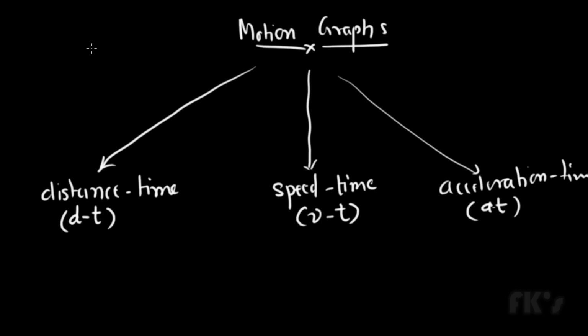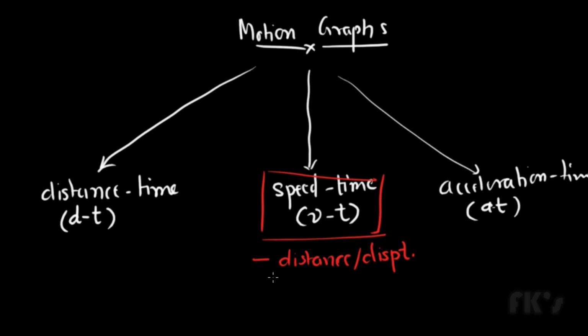In order of importance, I would say that the speed time graph comes first because there are a lot of things that I can figure out from the speed time graph. If I have a speed time graph, I can find out the distance that an object travels in a given time, which can also help me calculate the displacement as well. Another thing is I can calculate the velocity or the speed of my object at a given time, and also I can calculate the acceleration of the object at any given time.